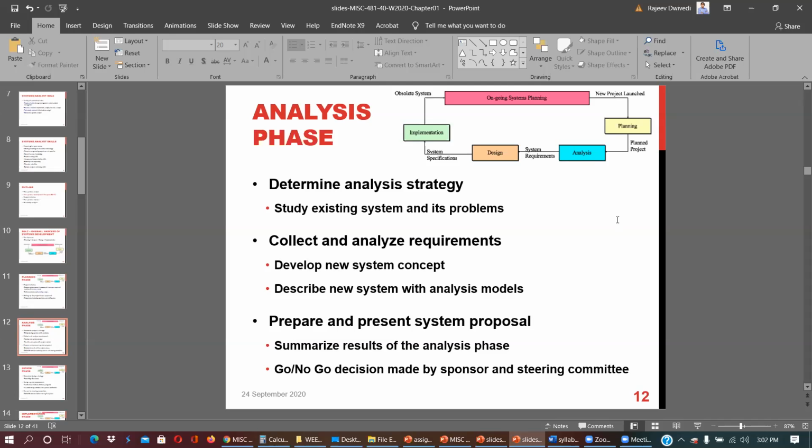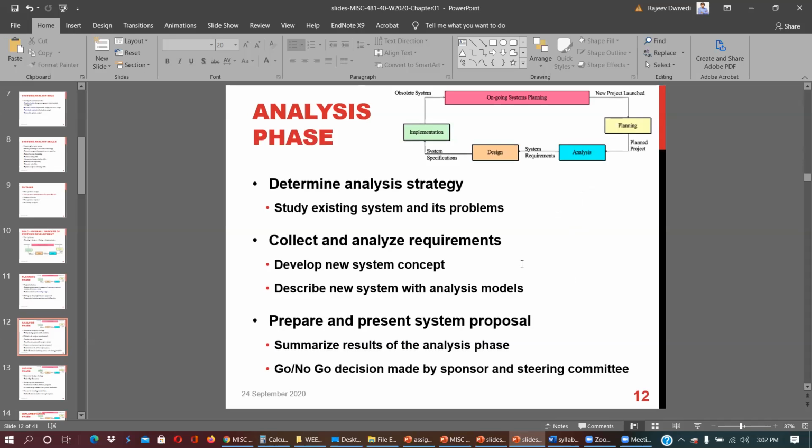summarize results of the analysis phase. A go or no-go decision is made by a sponsor and a steering committee, those who are funding, or those who are the champion, the person responsible for this system.